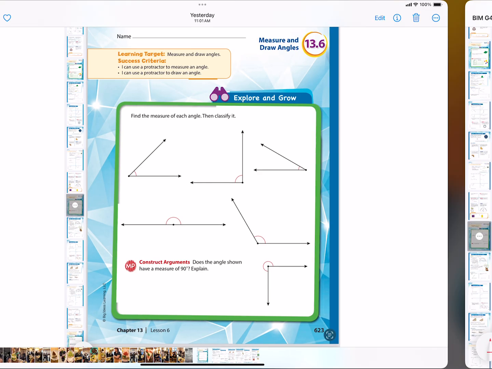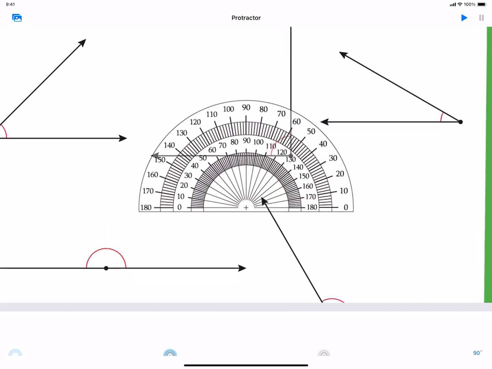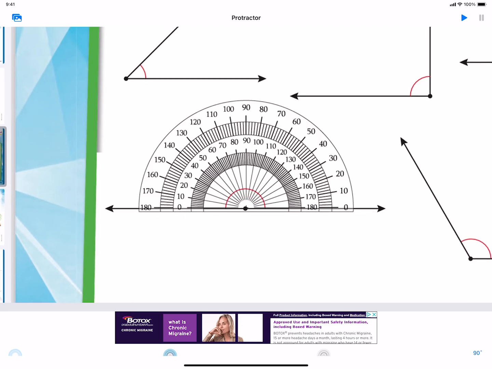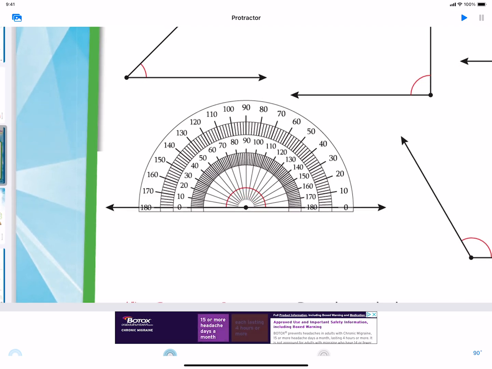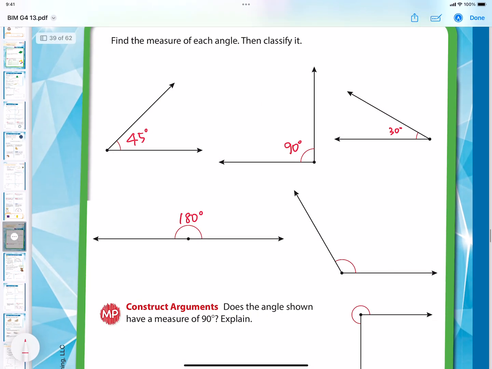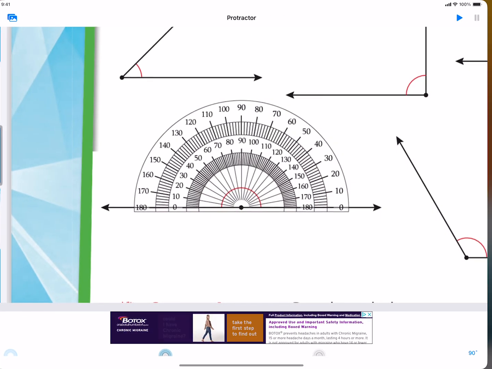Next one, here I'm going to place this vertex with the center and then align the 0 degree mark. It's 0 to 180, inner circle or outer circle, all pointing where? 180 degrees. Okay, let's move on.